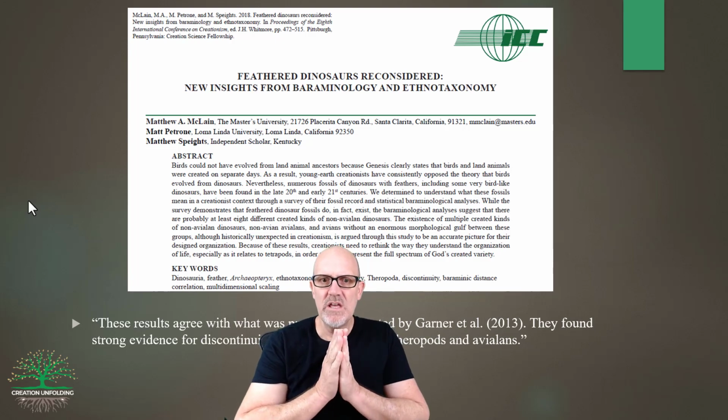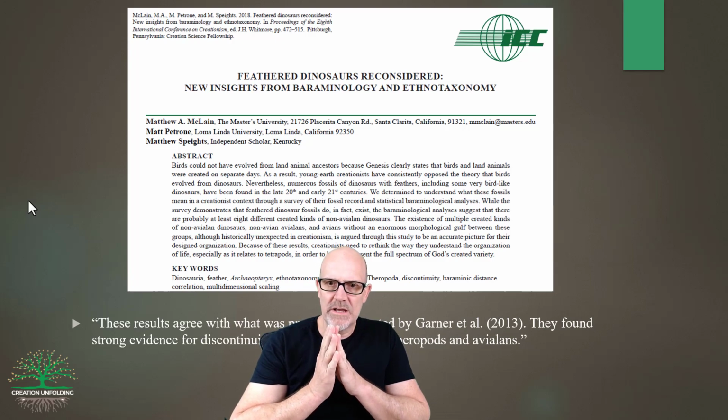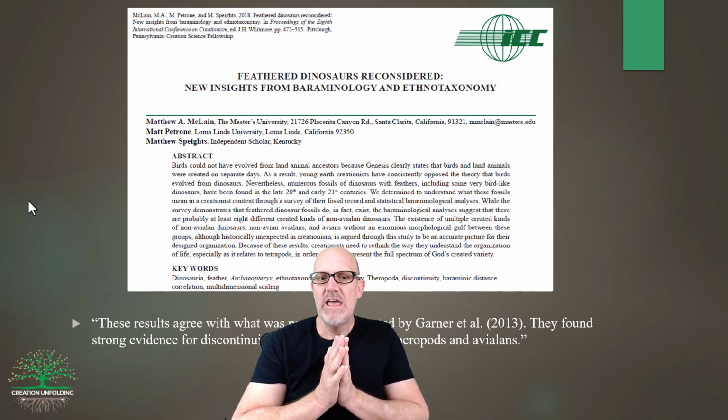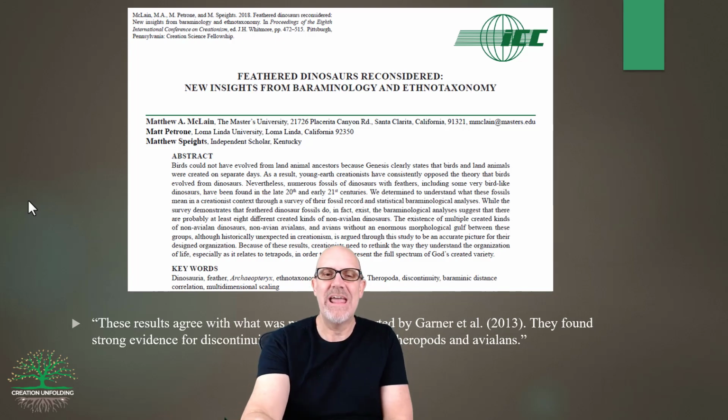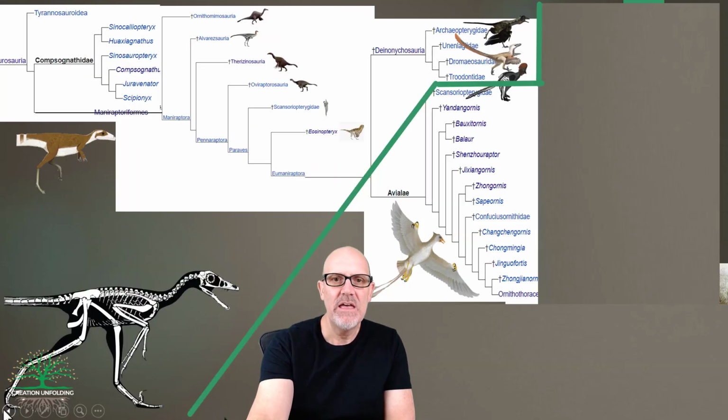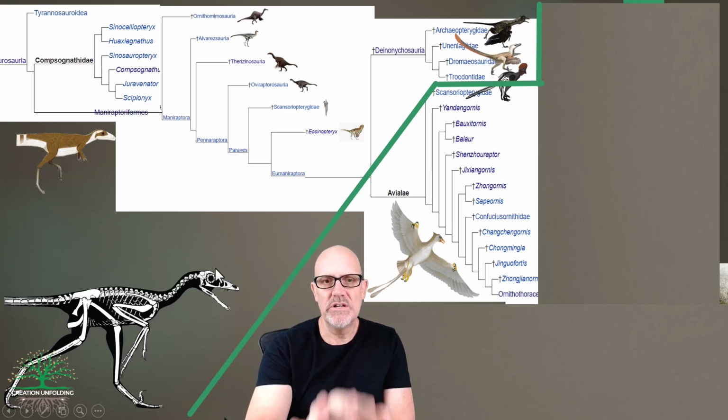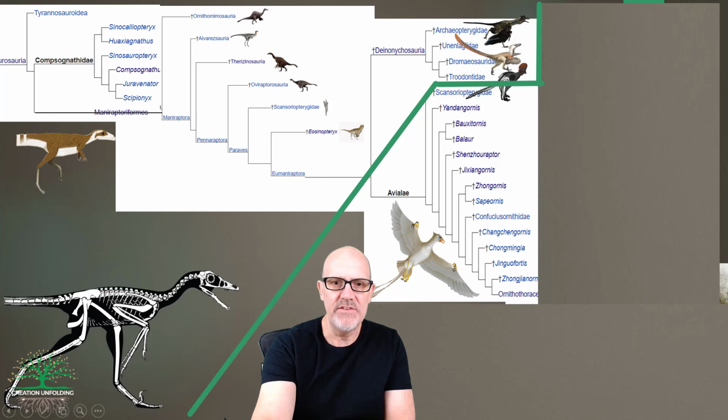These results agree with what was previously reported by Garner et al. They found strong evidence for discontinuity between non-avialan theropods and avialans. And let me go back. That means this group, these are non-avialan theropods, even though some of them flew, and these are avialans. Okay, so let's look now at this group here, these avialans.